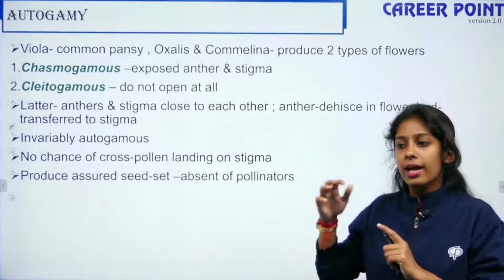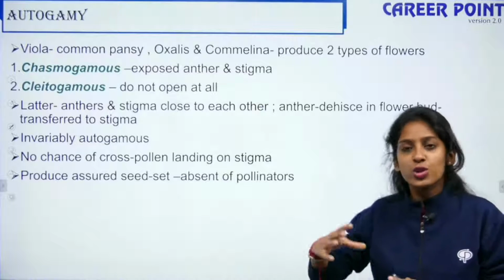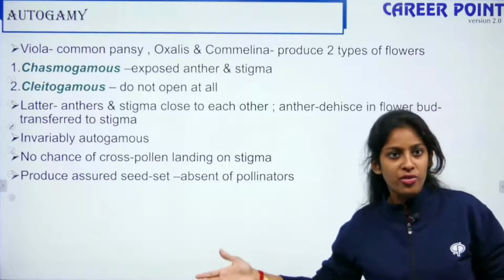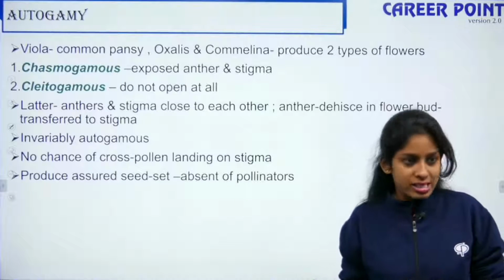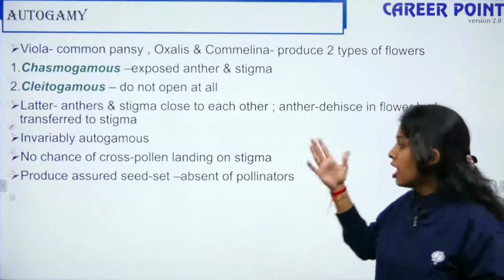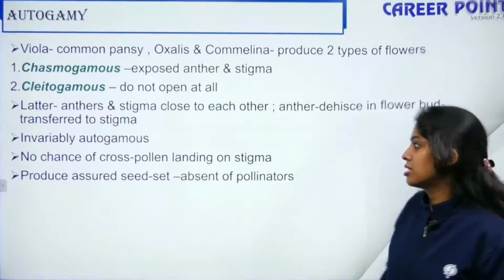Without pollinating agents, without any external source, it is going to give rise to the next generation, right? It is going to produce a seed. The seed is the basis for the sustainability of a plant generation. So this is going to have an assured seed set.